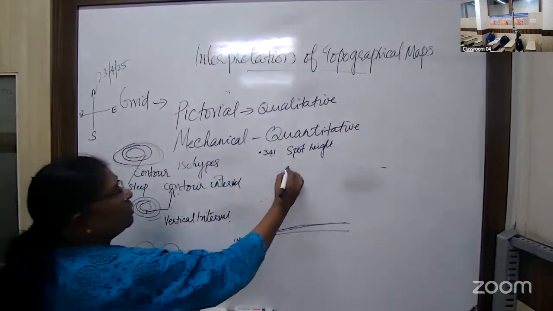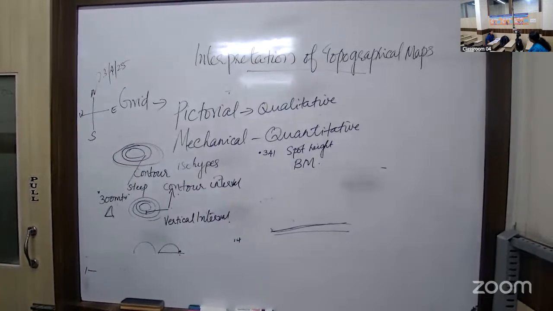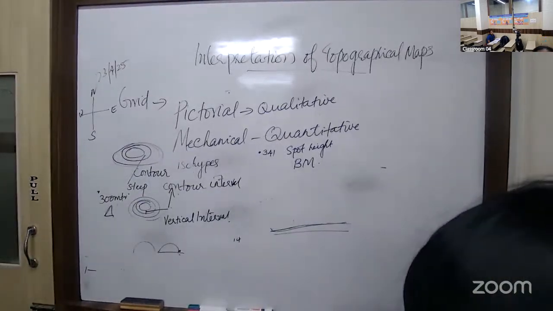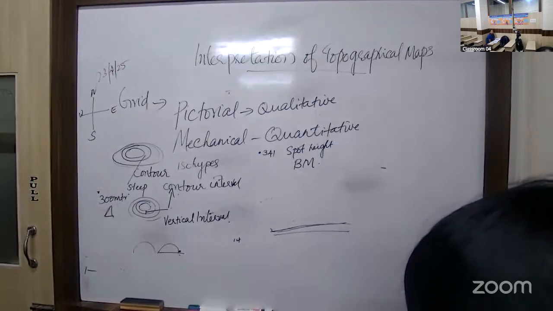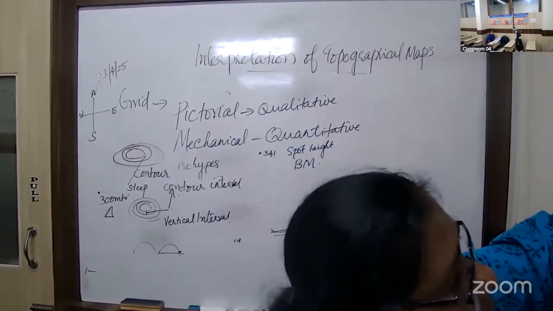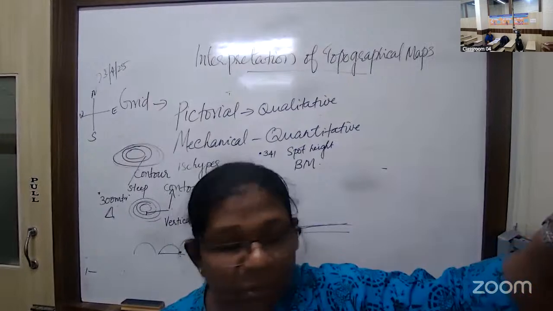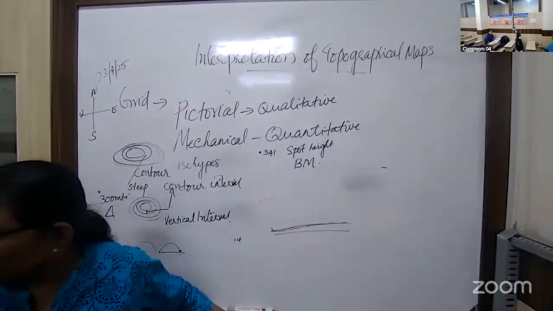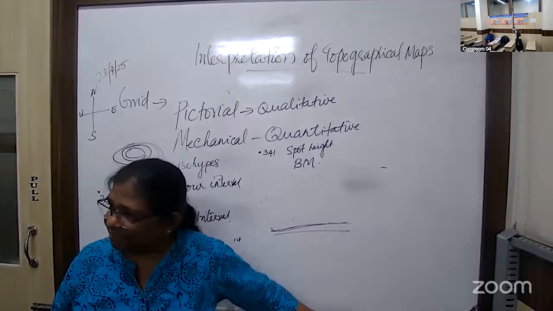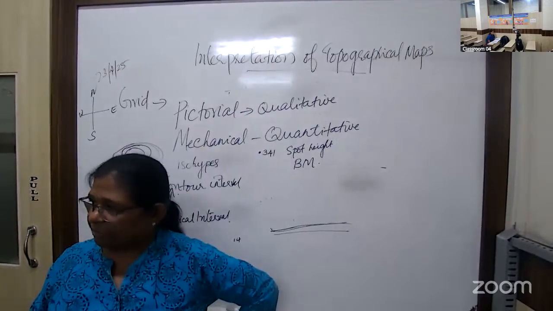Benchmark. If it is to be mentioned, BM is given. Can it be considered? Spot height. See, say here, this place where I have kept my finger, you have to identify the height of that particular place. That particular place name is not given, so it is given with a dot and a number. Understood? So that place has to be identified with the four-figure or six-figure grid.